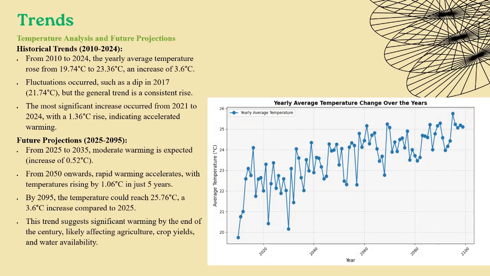From 2010 to 2024, the yearly average temperature in Pakistan increased by 3.6 degrees Celsius, rising from 19.7 degrees Celsius to 23.3 degrees Celsius. While fluctuations occurred, including a dip in 2017, the general trend shows a consistent warming. The most significant rise took place from 2021 to 2024, with a 1.36 degrees Celsius increase. Looking ahead, moderate warming is expected from 2025 to 2035, followed by rapid warming after 2050, with temperatures rising by 1.06 degrees Celsius every 5 years.